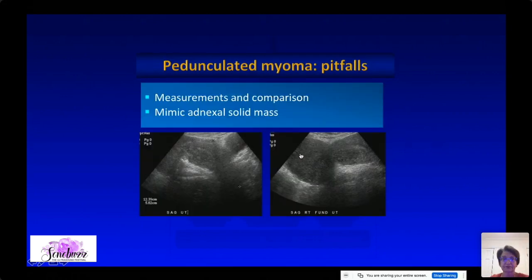There are some pitfalls, especially if you have a very pedunculated myoma. You want to make sure of how you measure it and whether it's included in the measurement or not. And I have seen people miss exophytic pedunculated fundal fibroids or very lateral ones because they don't bother scanning above the uterus. So it's really always important to scan above the uterus to make sure we don't miss a large fundal fibroid, which is exophytic, or the ones that are in the broad ligament can mimic a solid adnexal mass, such as an ovarian fibroma.